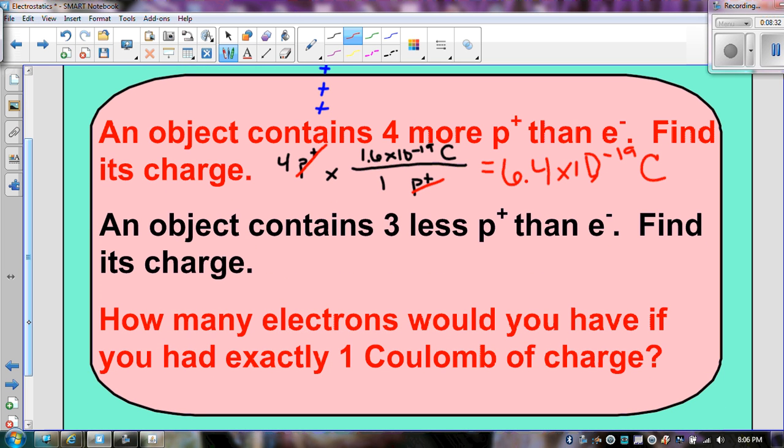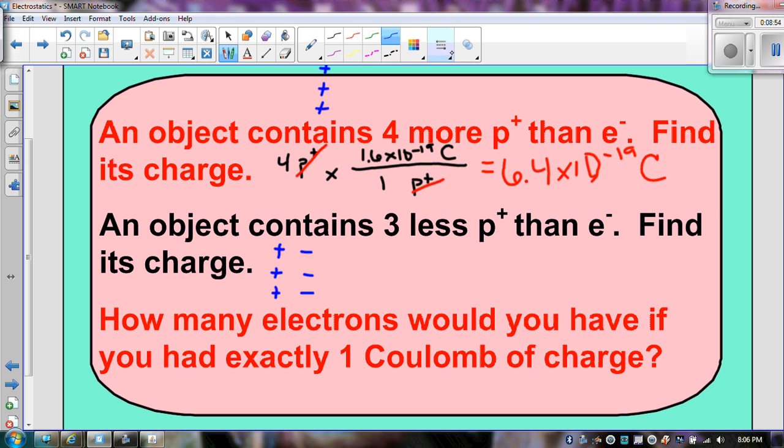Okay, let's look at the second one here. It says an object contains 3 less protons than electrons. Find its charge. So let's think that through real quick. It has 3 less protons. Doesn't matter how much it has total. All I need to know is that it has 3 less. So let's say a neutral compound, so maybe it had 3 protons, and then it had 3 electrons. So there's my neutral compound.